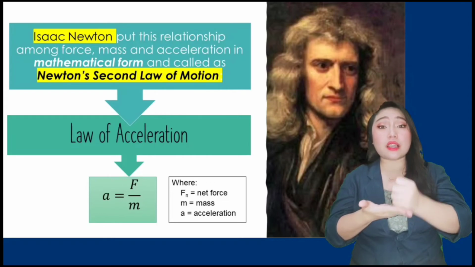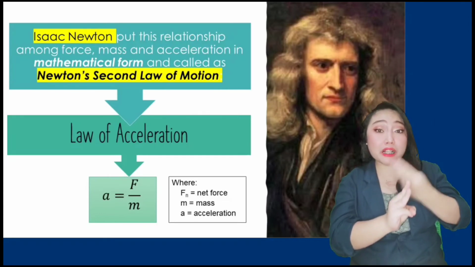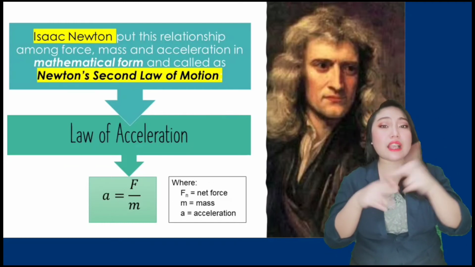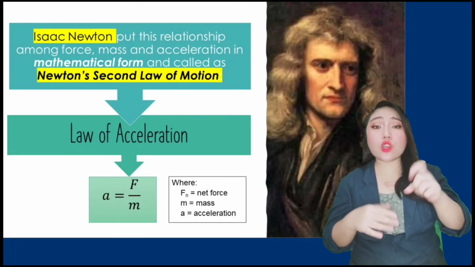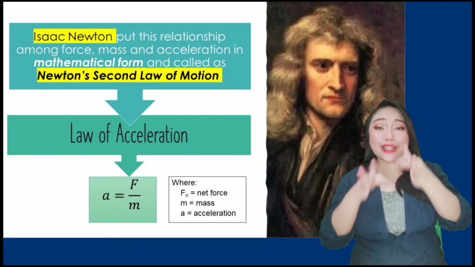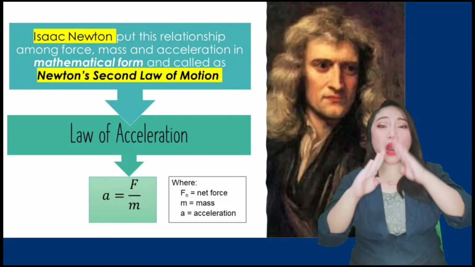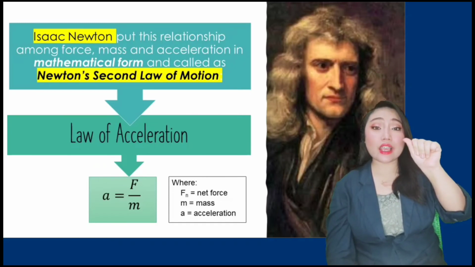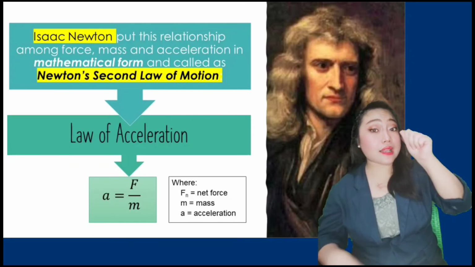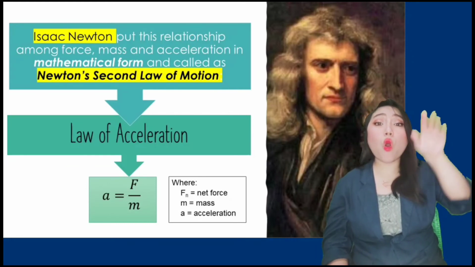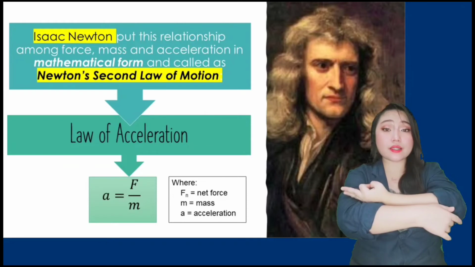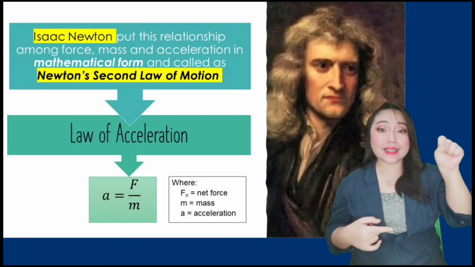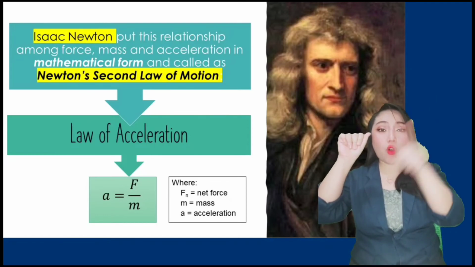Newton put this relationship between force, mass, and acceleration into a mathematical formula, which is now known as the law of acceleration. We will be using this formula when we will be solving problems about it, okay? So it's A for acceleration. A means acceleration is equal to force divided by the mass. So A equals F over M.